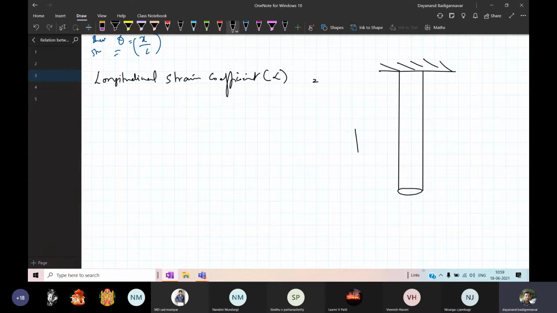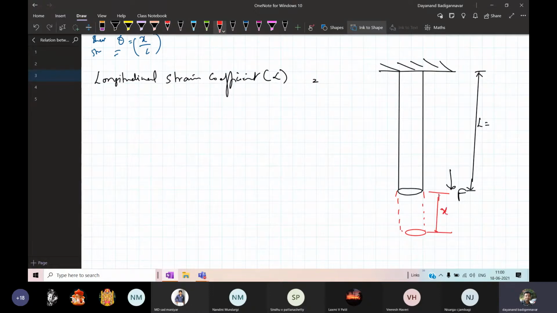This end is fixed. So I have applied the force. So this is the direction of the force. This is the length of the wire. By application of the force, there is an elongation in the wire. So it gets enhanced like this. I had told you how it is going to get enhanced. So this is the x. This much is the increase. This is the original length.